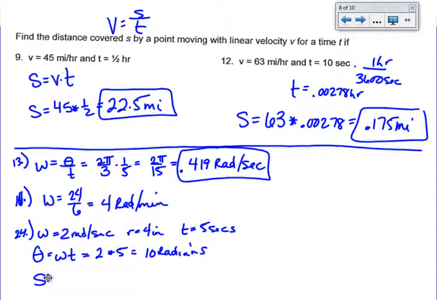Now they want to know the distance, which is arc length. Remember that is theta times r. So it doesn't really matter the order in which we multiply. 4 inches times 10 radians gives us 40 inches. Alright.